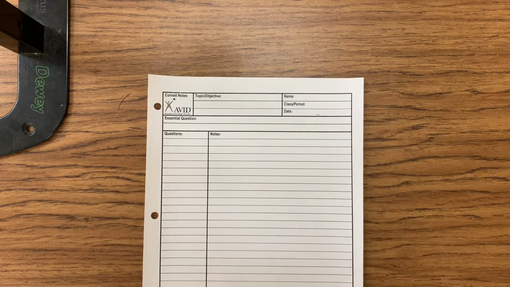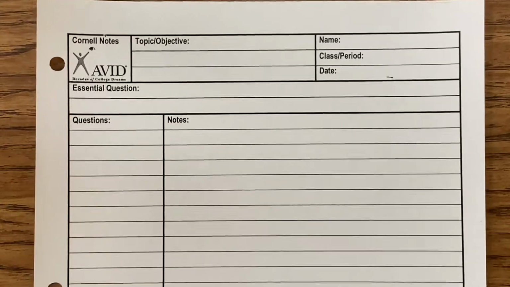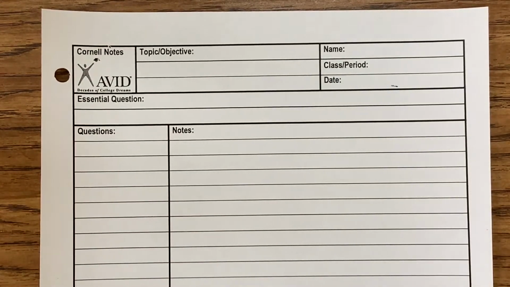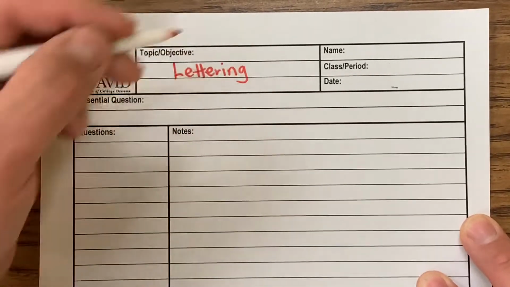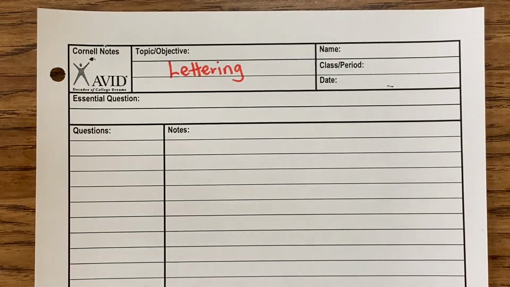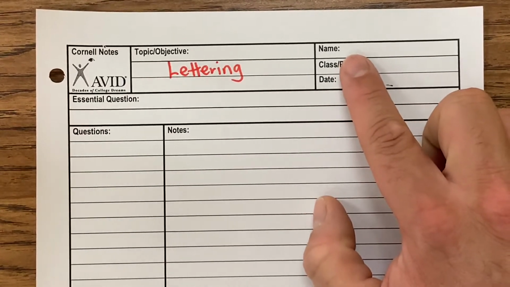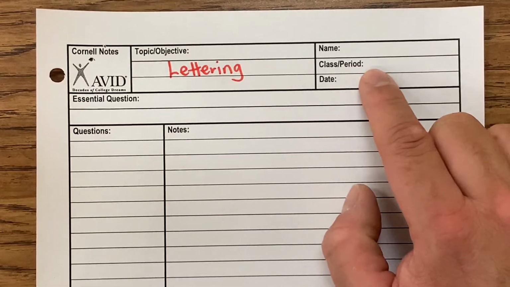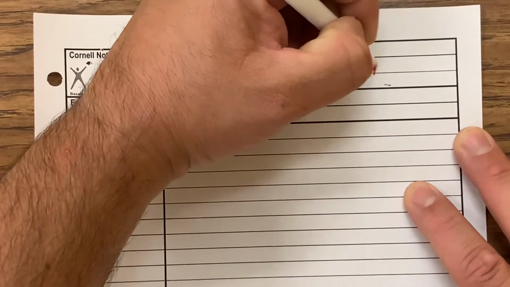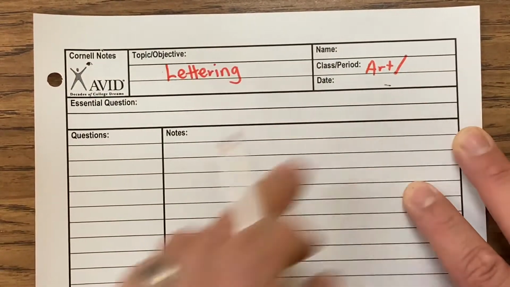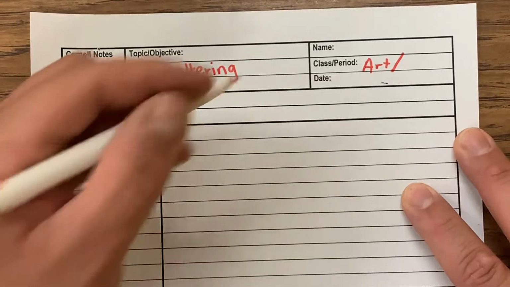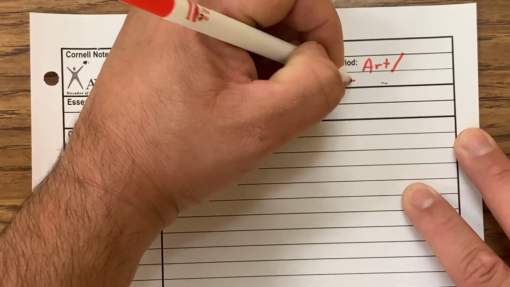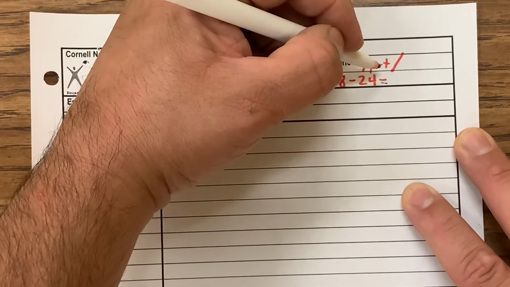So for today, and I'm going to go ahead and zoom in because I know it might be hard to see this. For today, we're going to do a set of notes on lettering. So that is our topic for today, lettering. I'm not going to put my name on these, so you put your name, your class and your period, which is art, then whatever your class period is. And today's date is August 24th, sorry, not September.